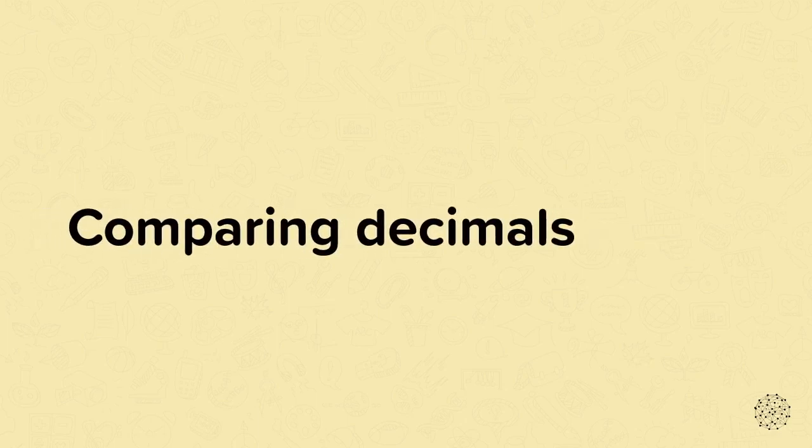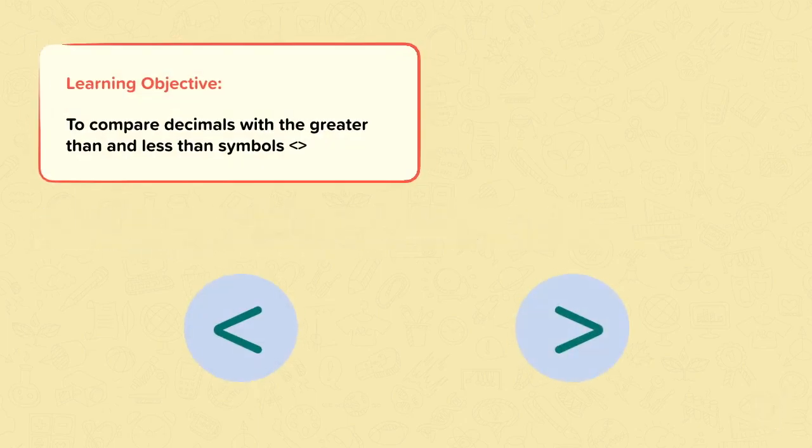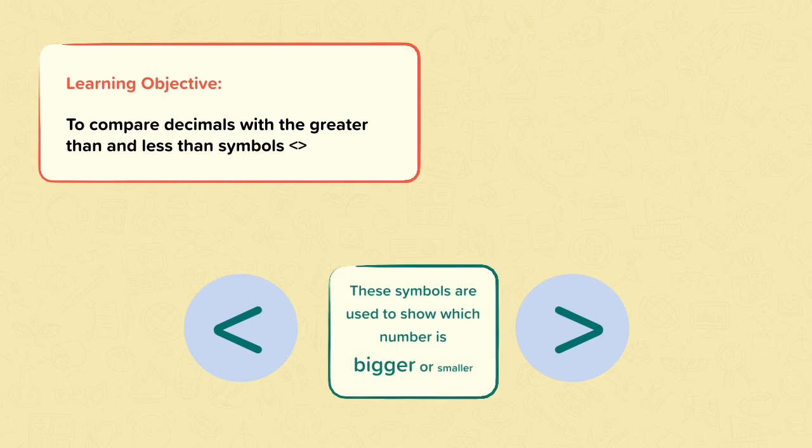Comparing decimals. In this nugget, the learning objective is to compare decimals with greater and less than symbols. These symbols are used to show which number is bigger or smaller. Let's recap how to use them.